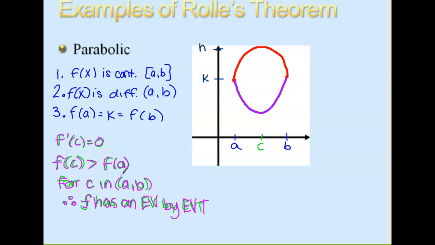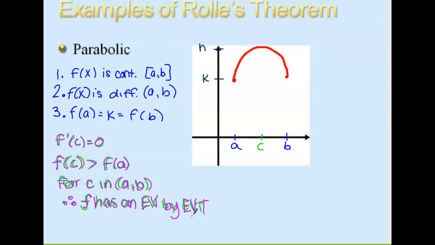Less than, right? So it just totally depends on where your graph is drawn. If it's open up or open down, this would change respectively. And therefore, f has an extreme value by the extreme value theorem. So all we're guaranteed by Rolle's theorem is that we have an extreme value. It could be a max or a min.